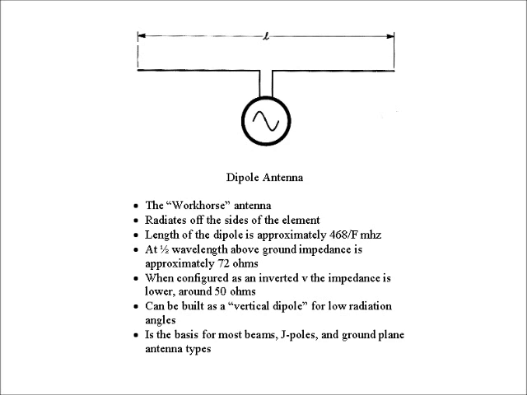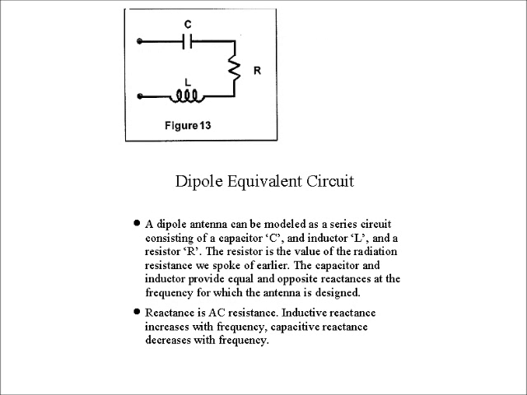So let's talk about the dipole again. We talked about this a little bit earlier. This is a model of an antenna. An antenna has a characteristic input impedance. We talked about that: 72 ohms if it's a half wavelength above ground, and it's a half wavelength long. But there's also this capacitive and inductive, what they call reactance, that makes the antenna resonant at that frequency.